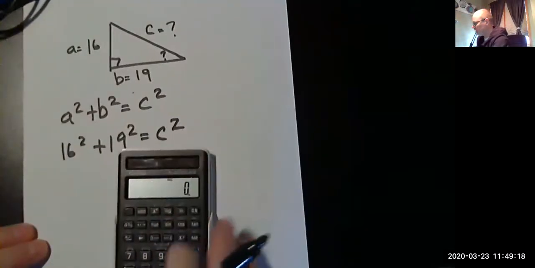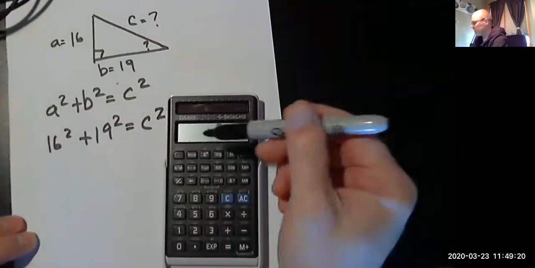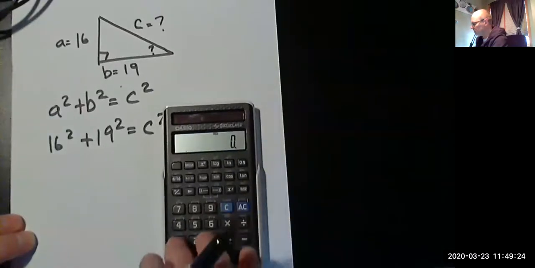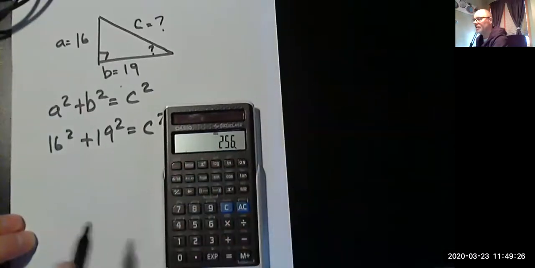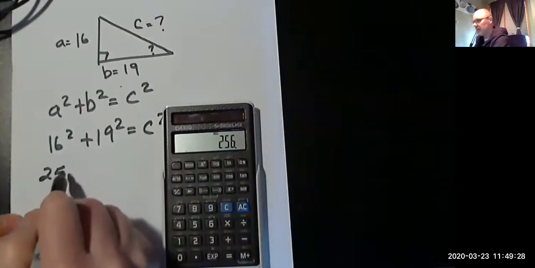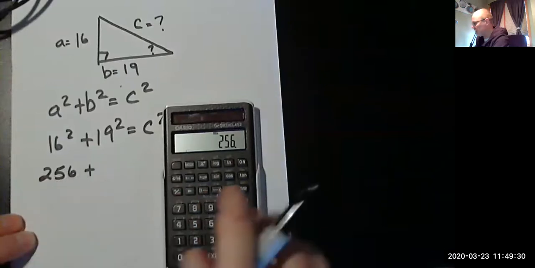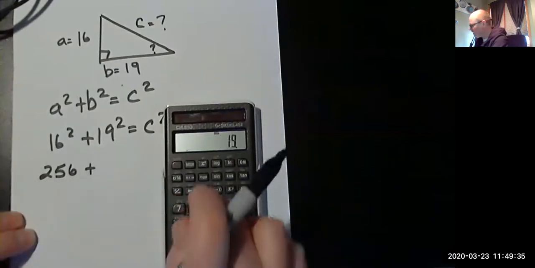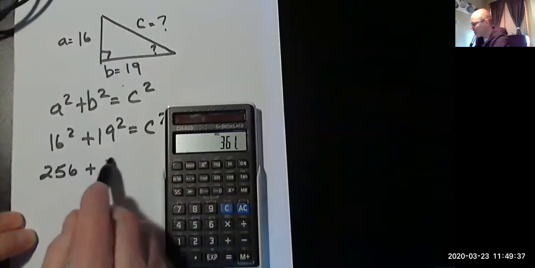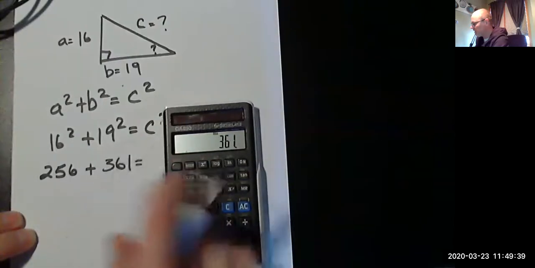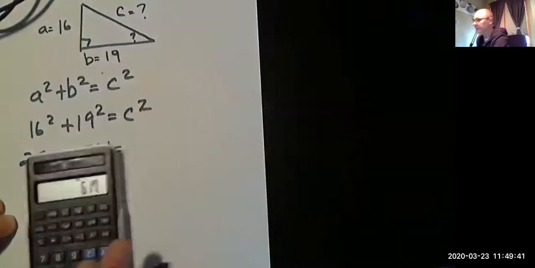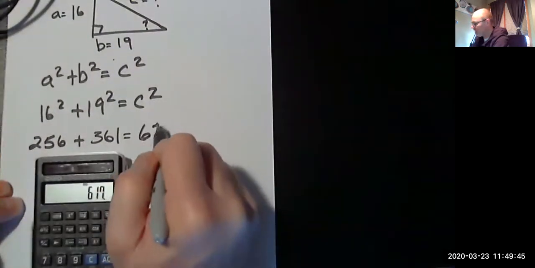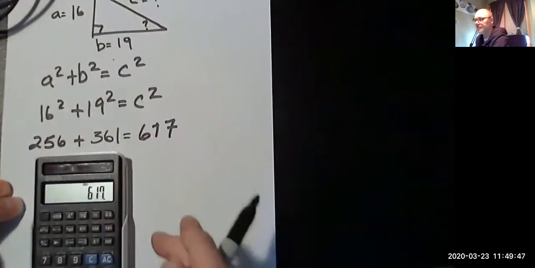Using your calculator, the square button is right here, if you could see it there. So we'll go 16 squared is equal to 256. And we're going to add to that 19 squared, which is equal to 361. If I hit the equal sign, that equals 617.